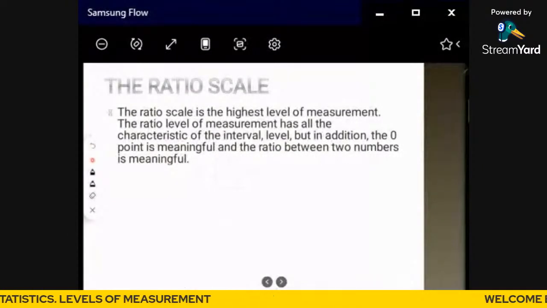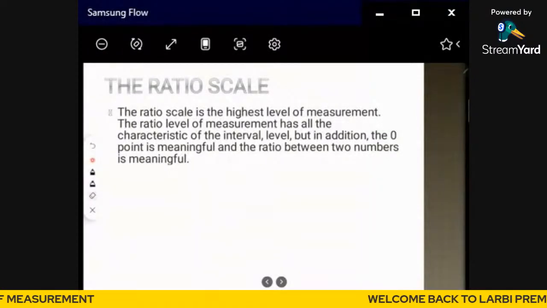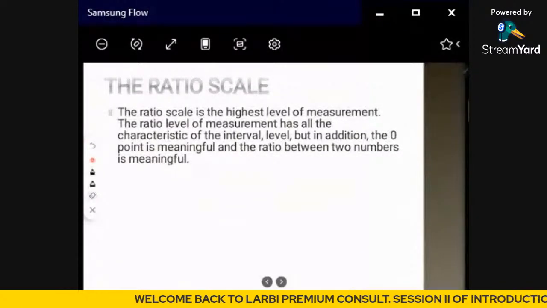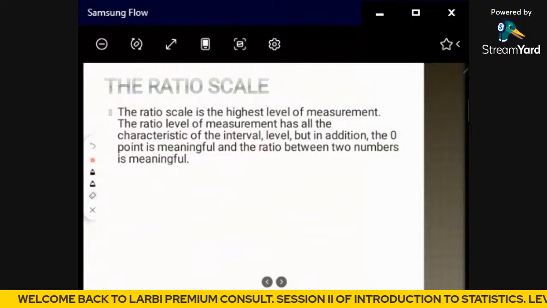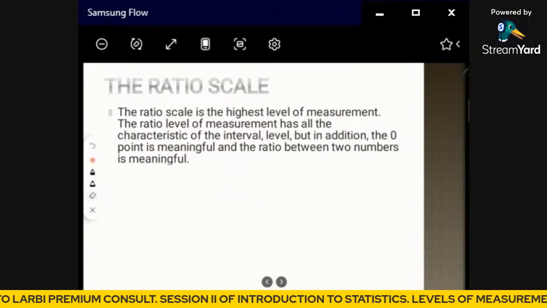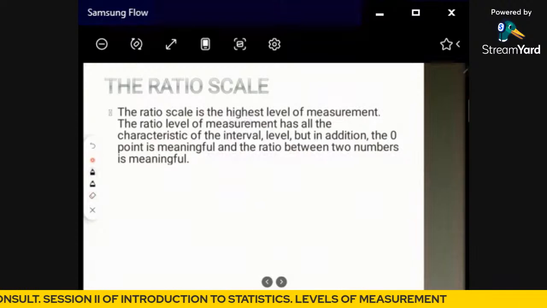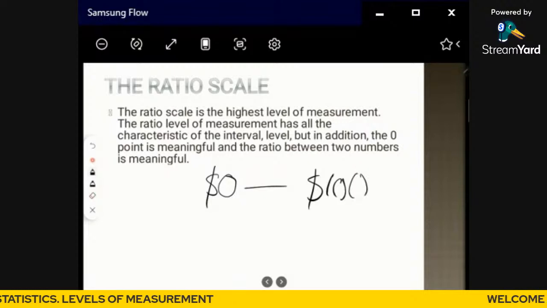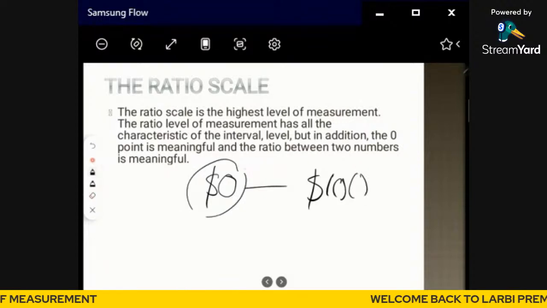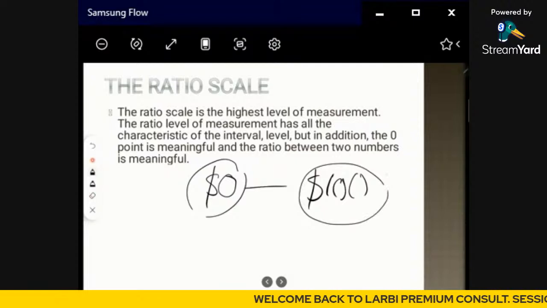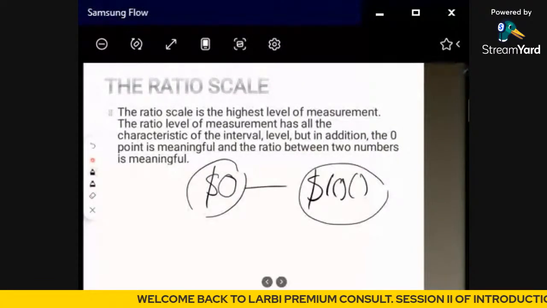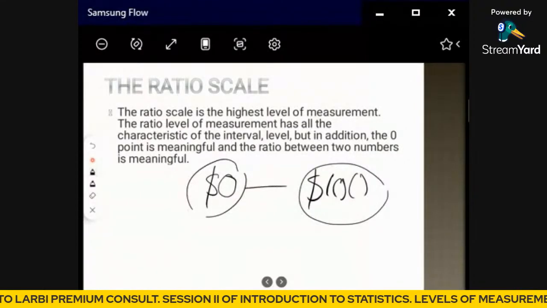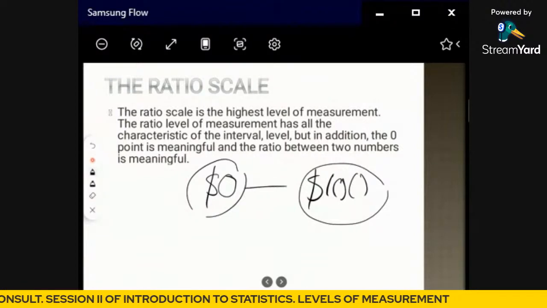So we are saying that the ratio scale is the highest level of measurement, and the ratio level of measurement has all the characteristics of the interval level, but in addition, the 0 is meaningful, and the ratio between two numbers is also meaningful. It means that if you have $0 to, let's say, $100, if you have $0, you have nothing on you. But if you have $100, you have something on you. So 0 can be interpreted as having a meaning behind it, isn't so? So from 0 to 100, the interval between 0 and 100 is meaningful. We have meanings assigned to this set of data.